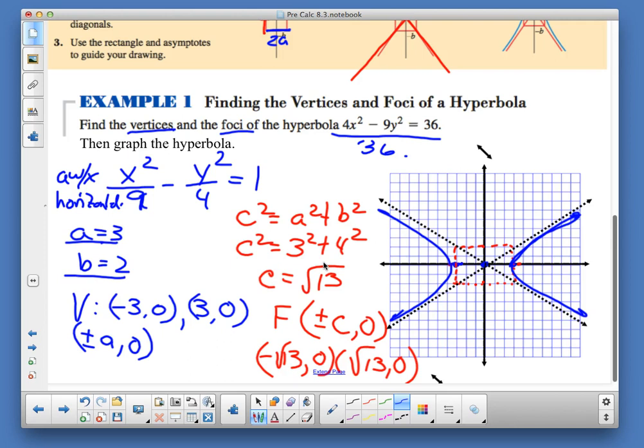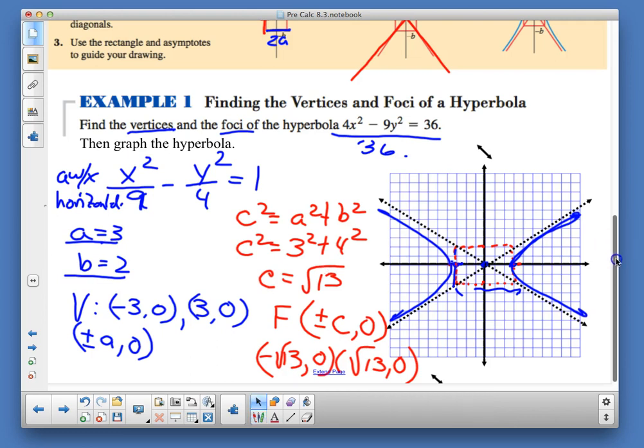Now, a couple of highlights. Transverse axis is 2A. Conjugate axis is 2B. So my transverse axis is 6. My conjugate axis is 4. So this length here is 6 going across this way, and it's 4 going up and down to make my rectangle. And C is outside of A from the center, and that's why it's C squared equals A squared plus B squared in this case. Any other follow-up questions?